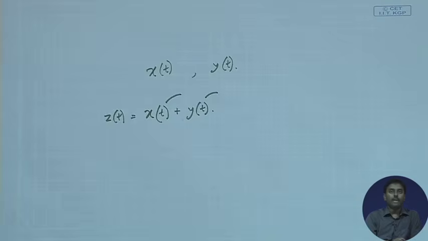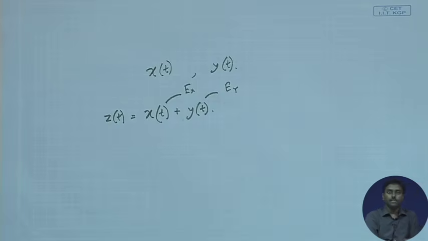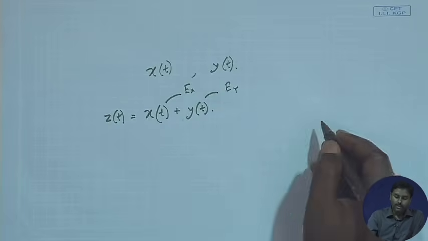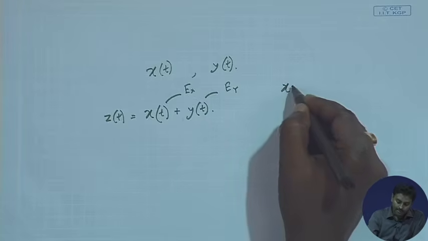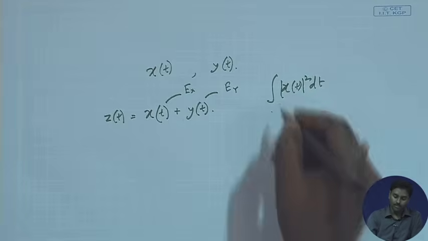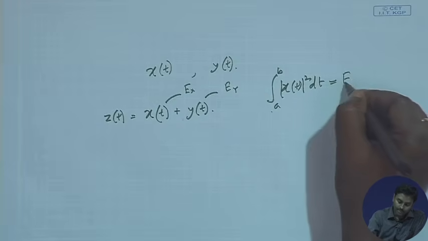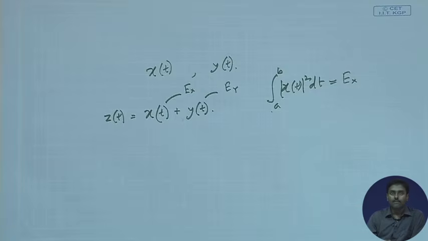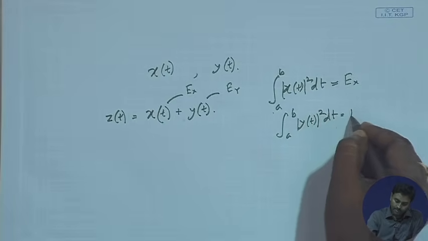Now, suppose for x(t) and y(t), I have already evaluated the energy of them. So, this is Ex and this is Ey. How have I evaluated them? I do not care if they are complex or real. I just do the integration of |x(t)|² dt over the period that it is defined, a to b. For our case, if x(t) is cos ωct, it is minus pi to plus pi. This gives me Ex. Similarly, for y also I have done the same thing: integral from a to b of |y(t)|² dt gives me Ey.